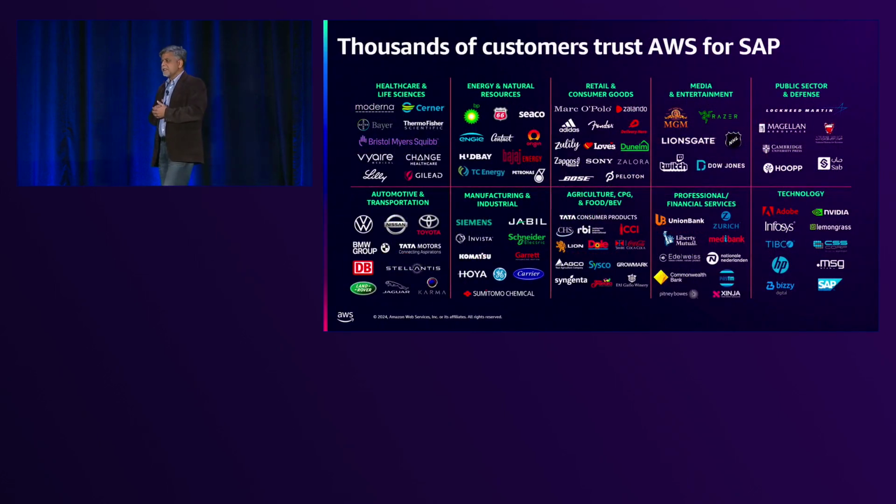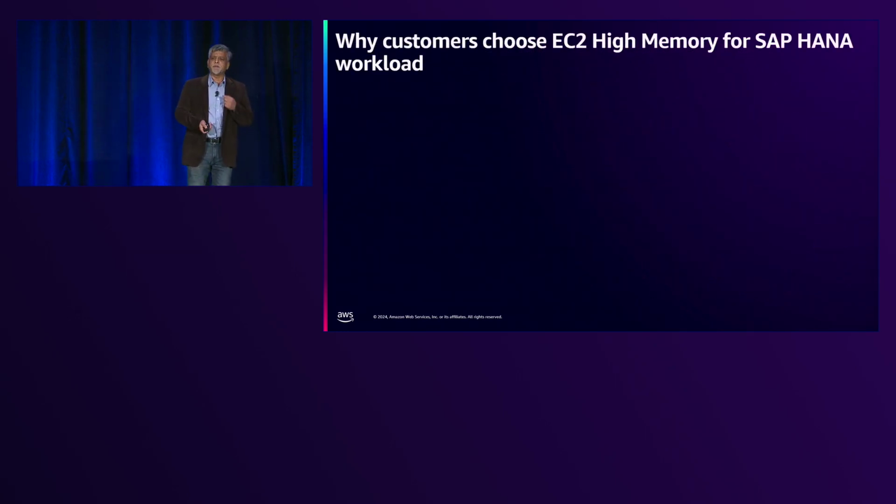So over the years, ever since we announced the support for SAP HANA in the AWS Cloud, we are pleased to share with you we have thousands of customers that are running their HANA workloads in AWS. We are very humbled and pleased to have their trust in us. So let me do a quick recap on some of the things that we hear from our customers as to why they moved their SAP HANA workload from on-prem to EC2 high memory instances.